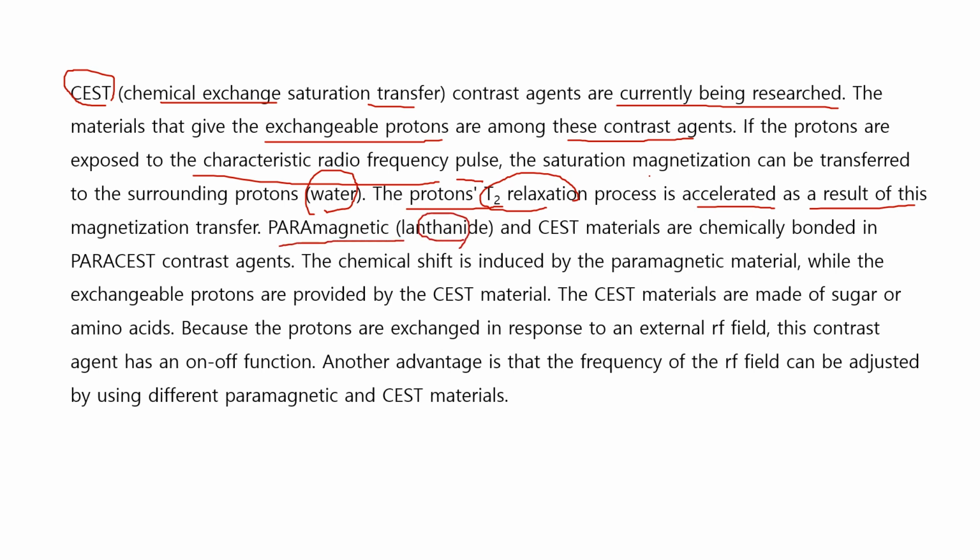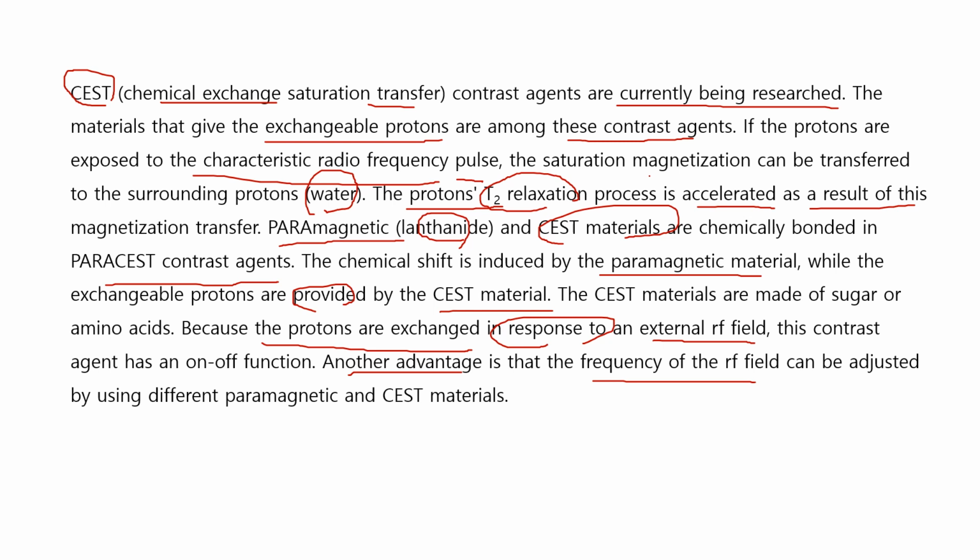Paramagnetic lanthanide and the CEST materials are chemically bonded in para-CEST contrast agents. The chemical shift is induced by the paramagnetic material, while the exchangeable protons are provided by the cell material. The cell materials are made of sugar or amino acids. Because the protons are exchanged in response to an external RF field, this contrast agent has an on-off function. Another advantage is that the frequency of the RF field can be adjusted by using different paramagnetic and cell materials.